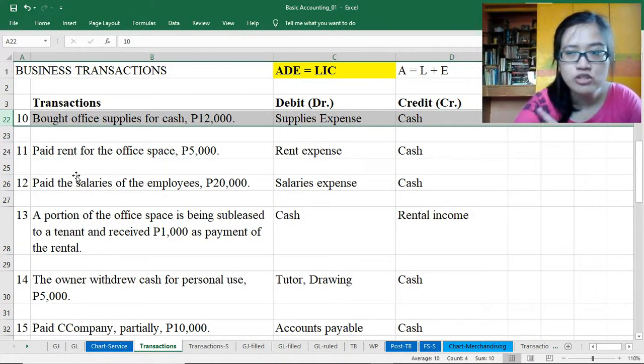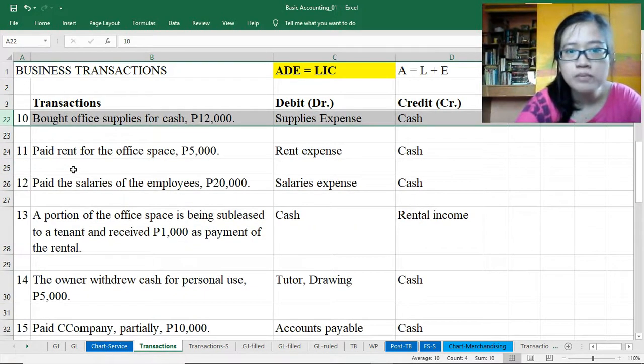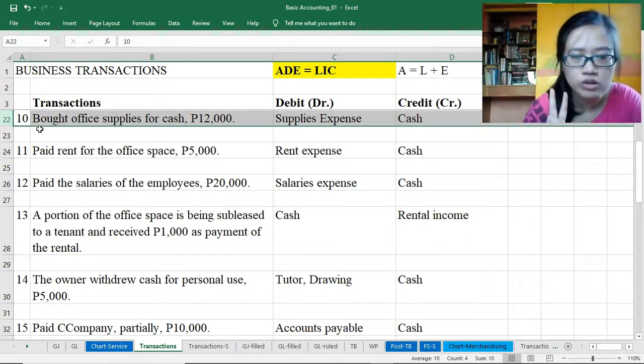Yung recording nito sa journal, tapos pagpo-post sa ledger, in a separate video natin gagawin. Okay? Number 10, bought office supplies for cash, 12,000. Okay, merong dalawang approach nito. Explain ko na din dito.